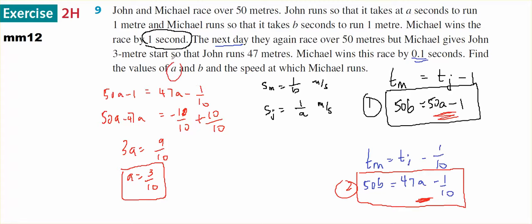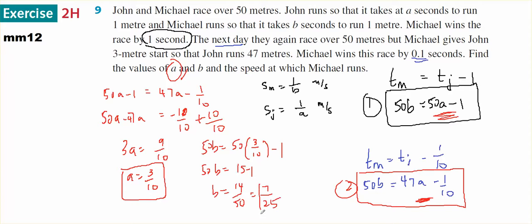So the value of A equals 3/10. Now find the value of B. Well, I know that 50B equals 50 times A, which is 3 on 10, minus 1. 50B equals 5 times 3, which is 15, minus 1. B equals 14 on 50, or 7 on 25. So that's the value of B.